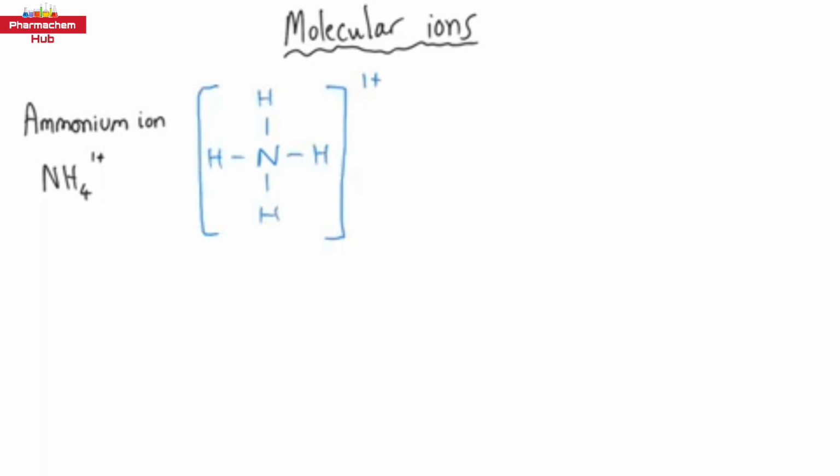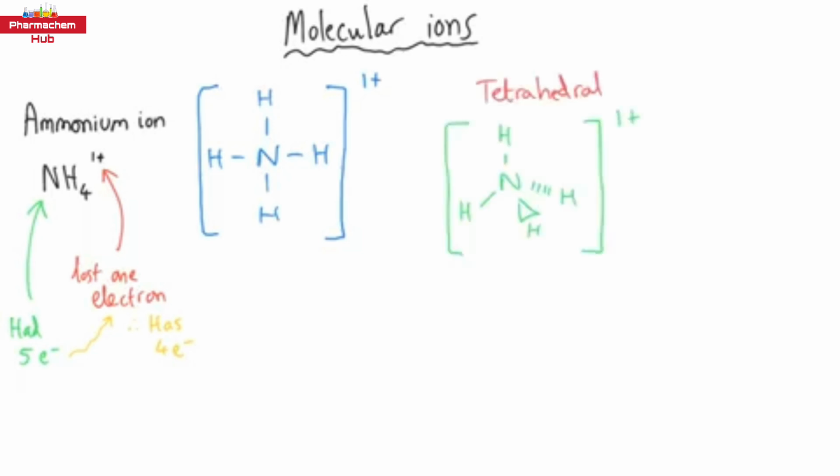Now, remember, ions are charged particles because they have either lost or gained electrons. And if something is positive, they have lost 1 electron. And so what that means is nitrogen, which previously had 5 electrons, has now got 4, and it uses those 4 to form 4 bonds to the hydrogen. And so what looked really complicated is actually not, because NH4+ is actually a tetrahedral shape.